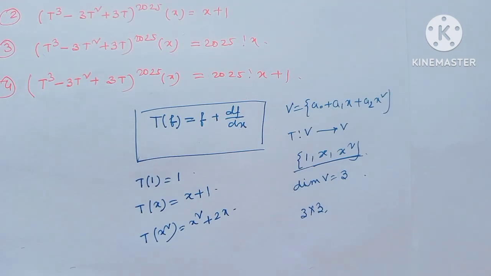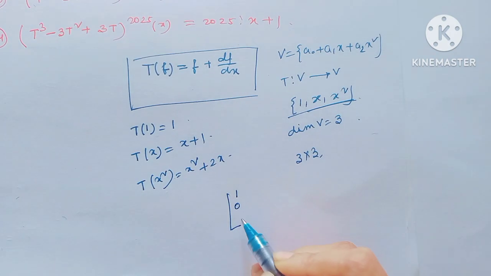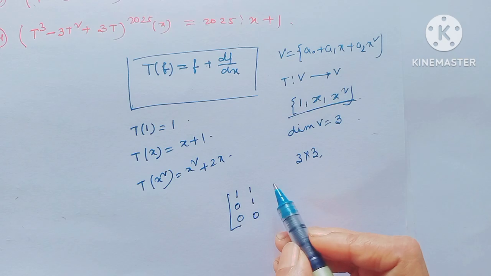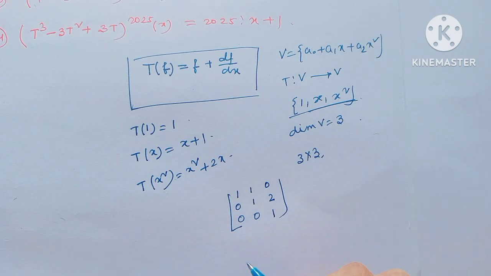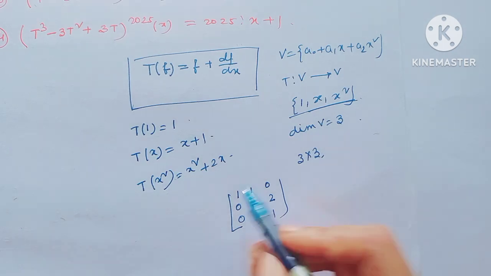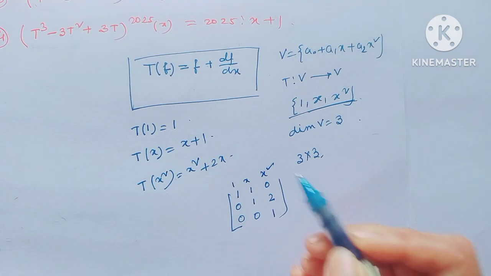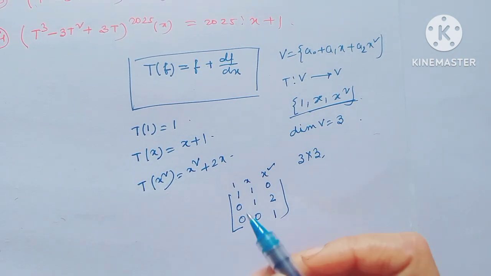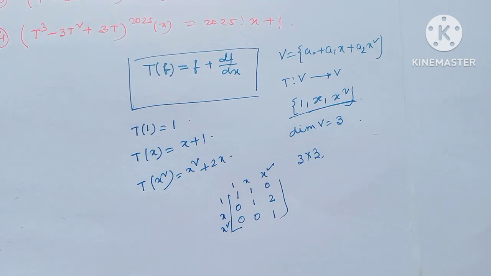Then the matrix representation would be 1 0 0, 1 1 0, 0 2 1. This is the matrix representation. Here the basis is 1, x, x square, and here the basis is 1, x, x square. This is the matrix representation.